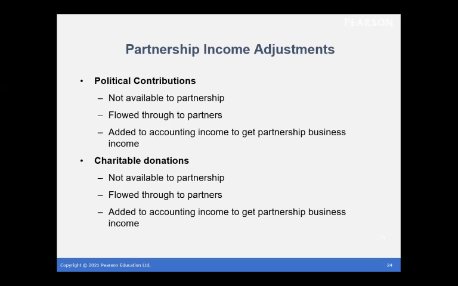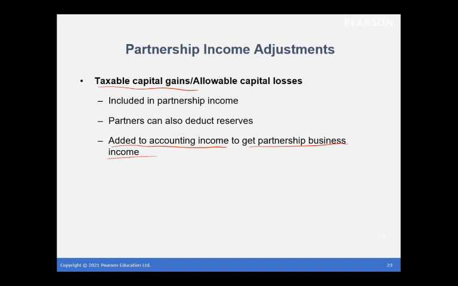Political contributions and charitable donations are also not available to the partnership. They have to be flowed straight through to the partners. So this is a deduction, and we're going to add that back to accounting income. If it's been deducted and we want to get rid of it, we have to add it back. That's why we're saying add here, assuming it was money coming out.